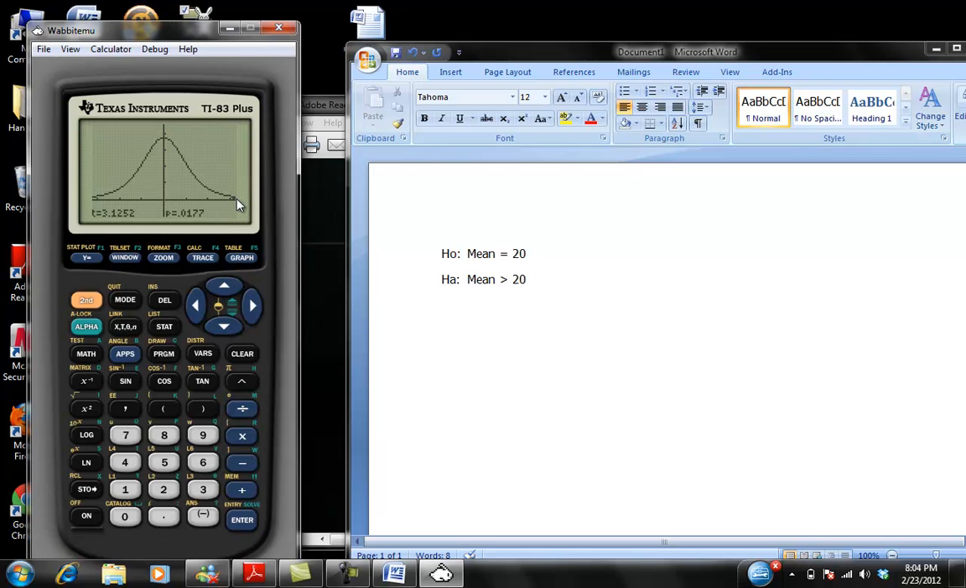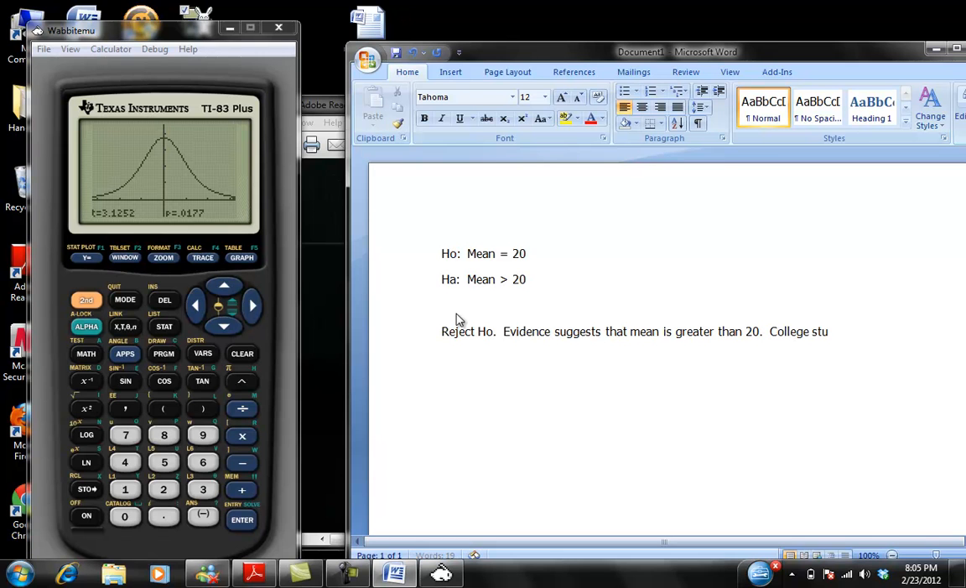So what we're going to do is reject our null hypothesis. So I'm going to come over here and reject my null hypothesis. Evidence suggests that the mean is greater than 20. In other words, evidence suggests college students do better than just guessing.